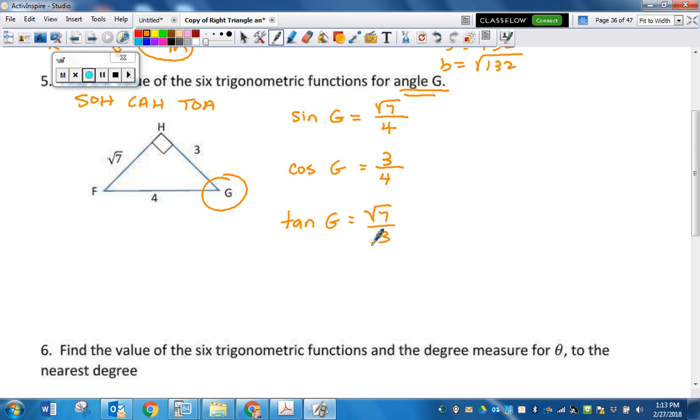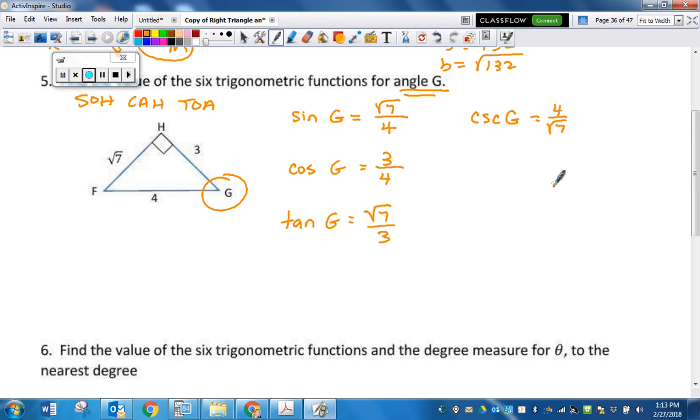What are the other 3? The other 3 are the reciprocals. So the reciprocal of sine is cosecant, so cosecant G. And what do I know about cosecant? It's the reciprocal of this, so flip them, you already know what it is. That makes it 4 over radical 7.